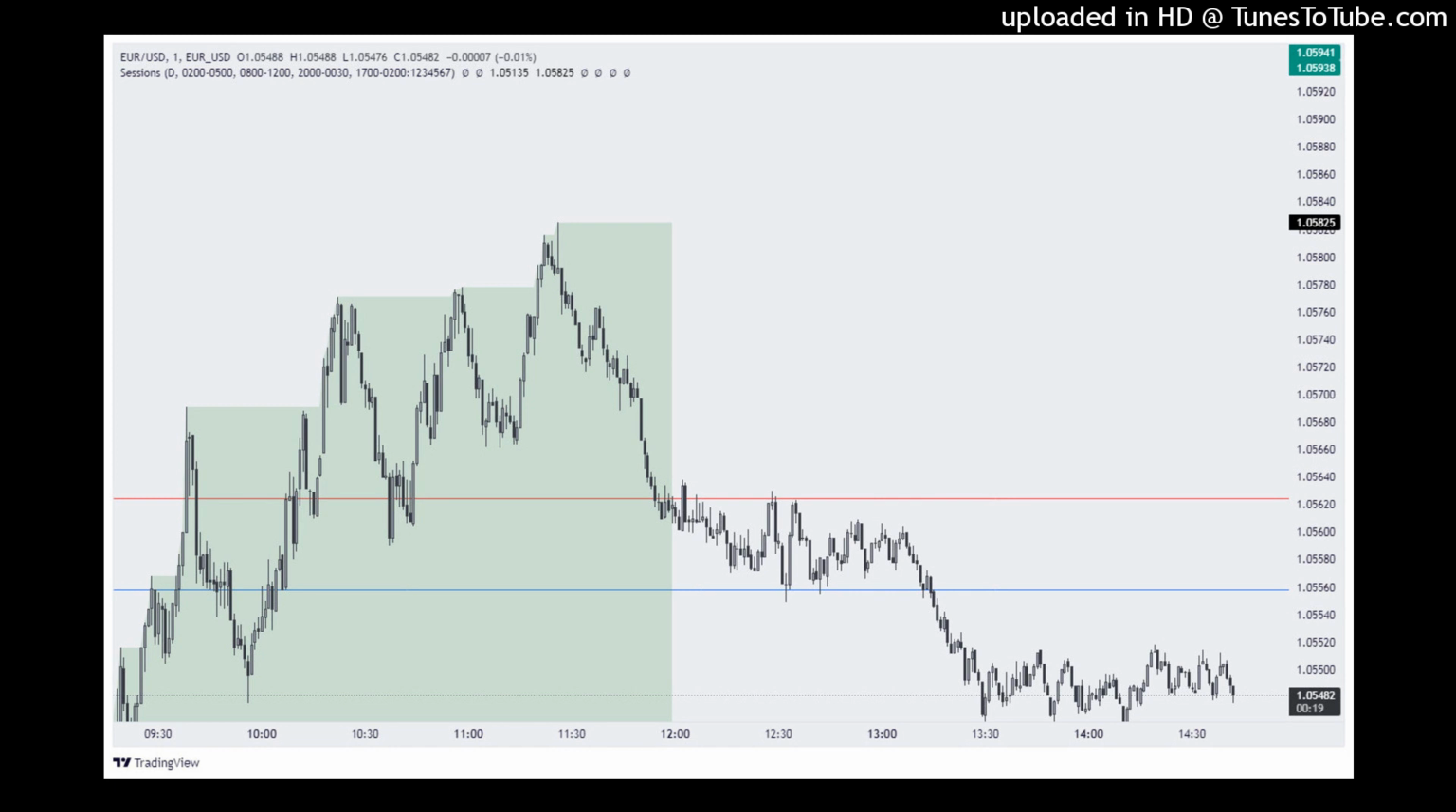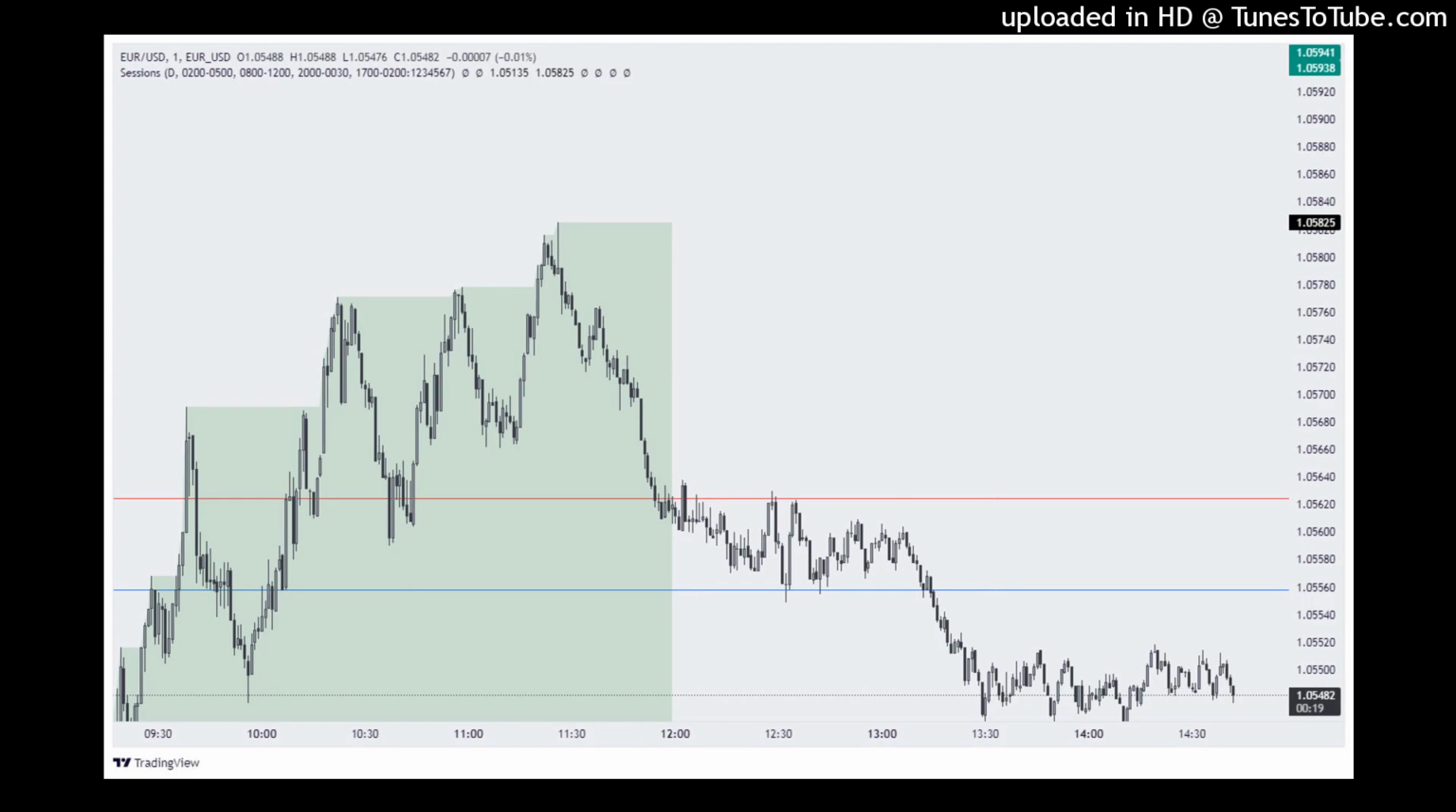Let's see. Monthly might create fair value gap. All right. Very small one, actually. Let me first actually go over the monthly. Yes, monthly might create fair value gap. On the next candle, it could create a potential fair value gap. All right. Interesting.